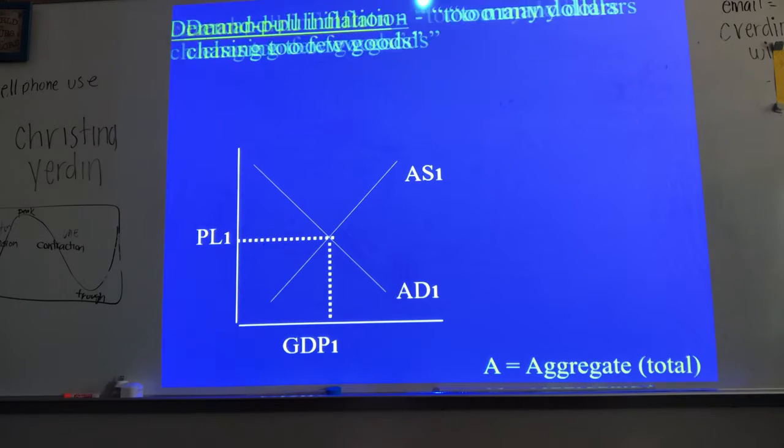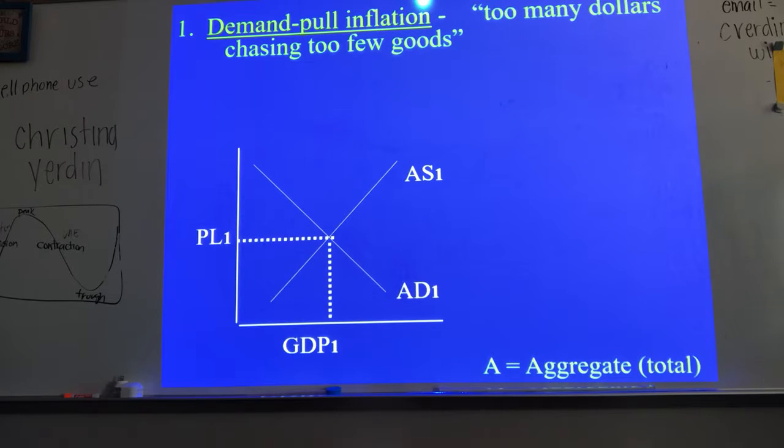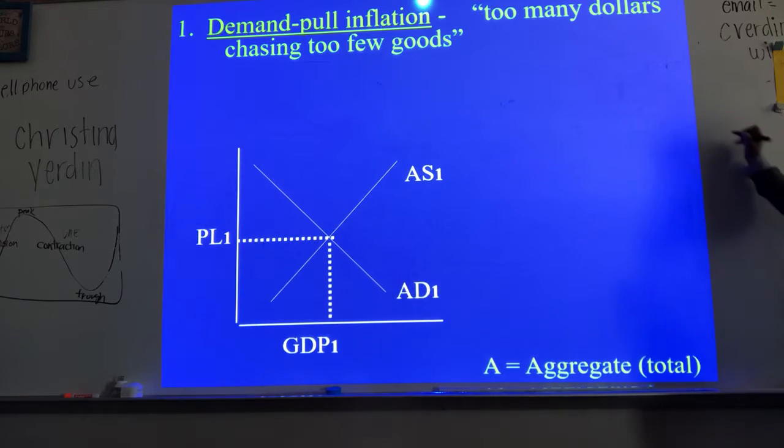Okay, so I'm going to look at demand-pull inflation. Demand-pull inflation is too many dollars chasing too few goods. So in all actuality, this graph should be a little bit different, but I couldn't get my curves to look as nice as they should. So let me explain how this looks. I have another PowerPoint.